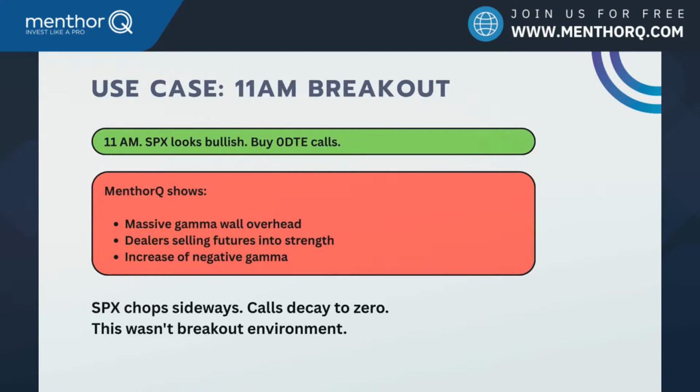The other scenario: it's 11 a.m. and everything looks bullish. SPX looks great. You buy zero DTE calls, expecting a breakout. But then you see a big gamma wall ahead, and dealers are hedging around these levels. Also, if you use our intraday gamma models, you see an increase in negative gamma. So what happens is that SPX does not break, it's chopping sideways, and your calls go to zero because of the time decay. You could use some of these models to understand when to get out of this trade if it's not successful, and when to get in and how to react.